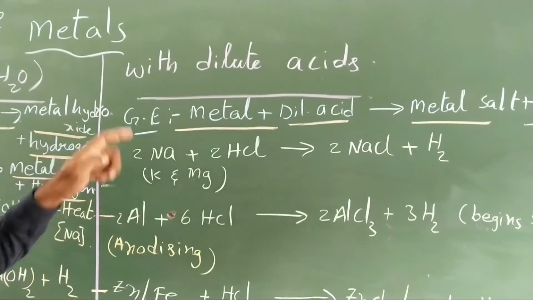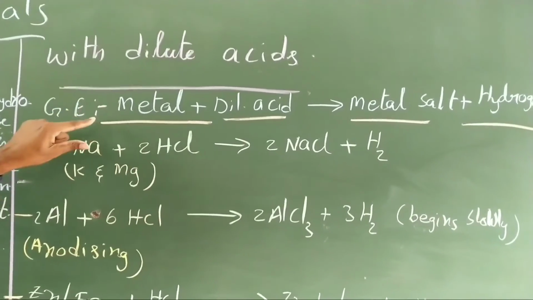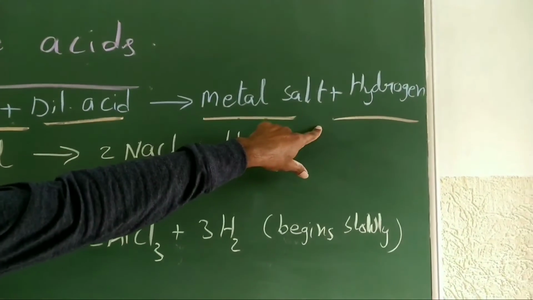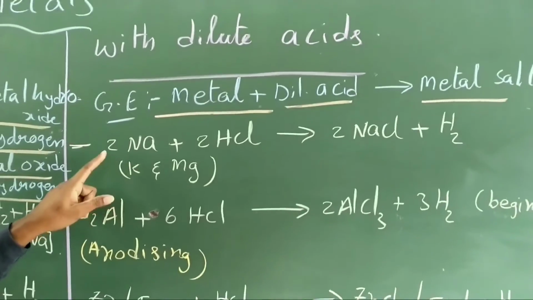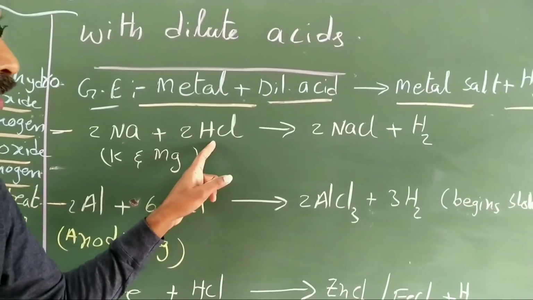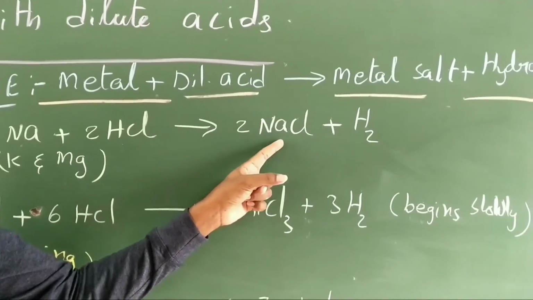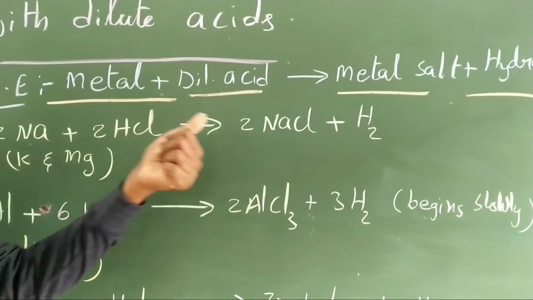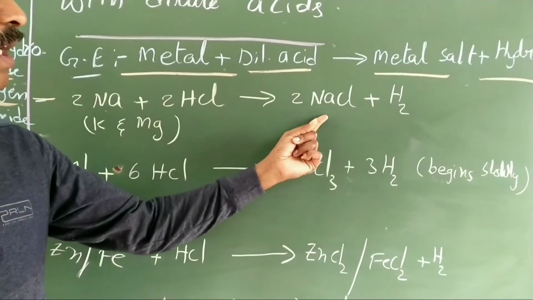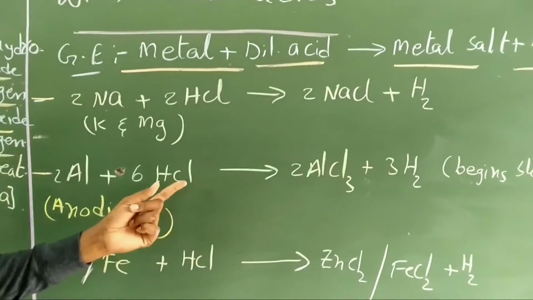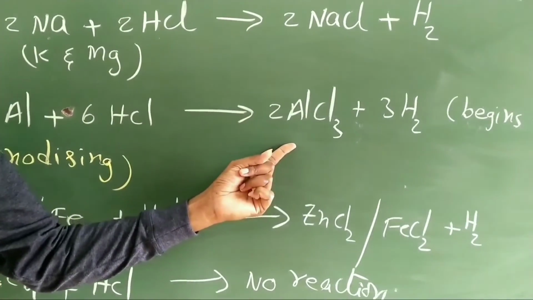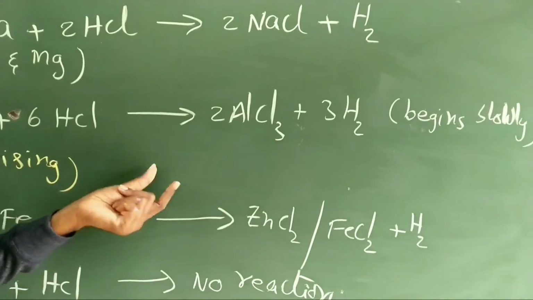So with hydrochloric acid, we'll see how it takes place. The general equation is metal plus dilute acid gives metal salt plus hydrogen gas. The best examples are sodium, potassium or magnesium; these three react with hydrochloric acid in a similar manner and give the salt of that metal. If you take sodium, sodium salt. If you take potassium, potassium salt. If you take magnesium, magnesium chloride is produced. And here is one more example: aluminium also reacts with hydrochloric acid to produce aluminium chloride and hydrogen, but it generally takes time.